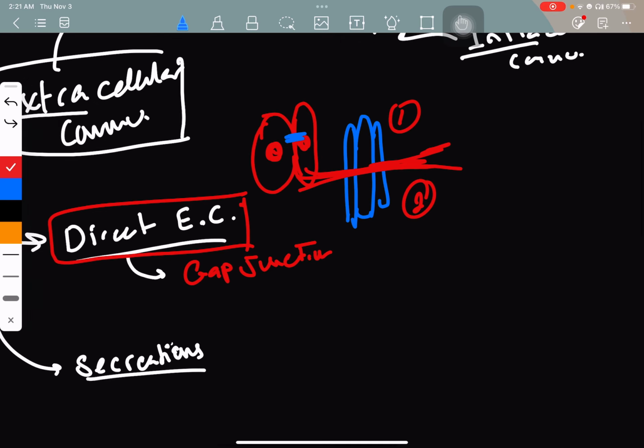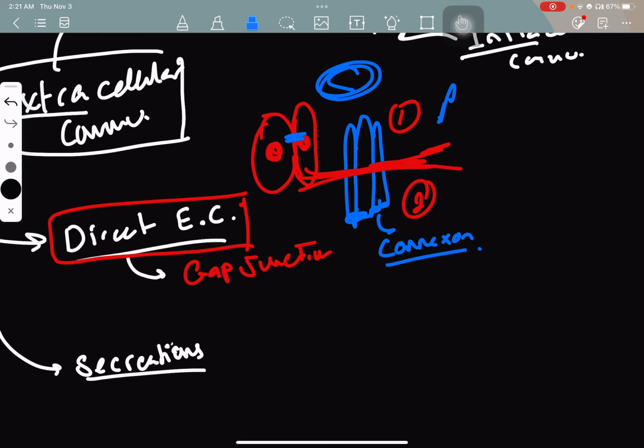These are made of things called connexons. Of course, they open and close, letting stuff in and out. So, for example, if something dangerous happens in this cell, those connexons will close, preventing the damage or infection from being transmitted to the other cell.